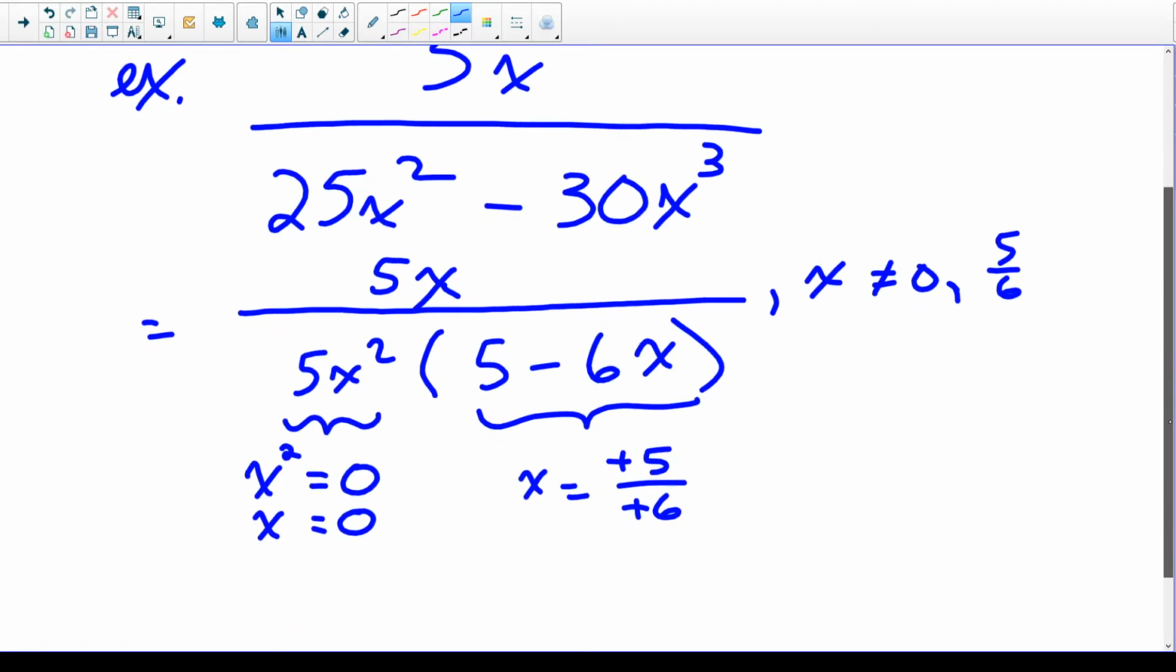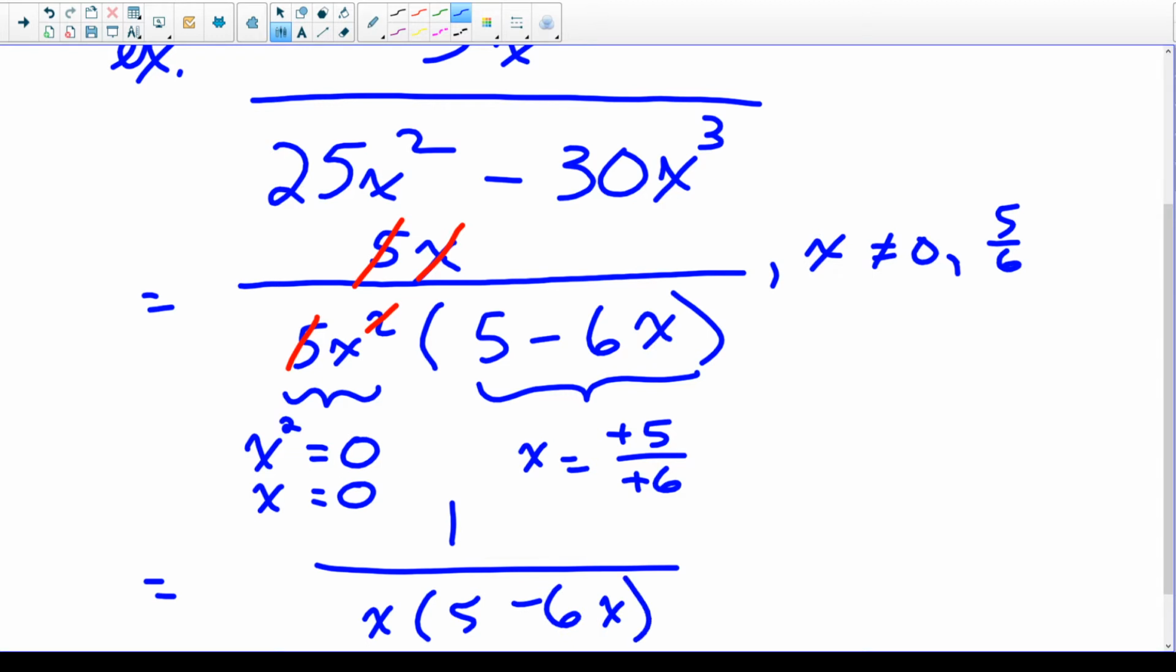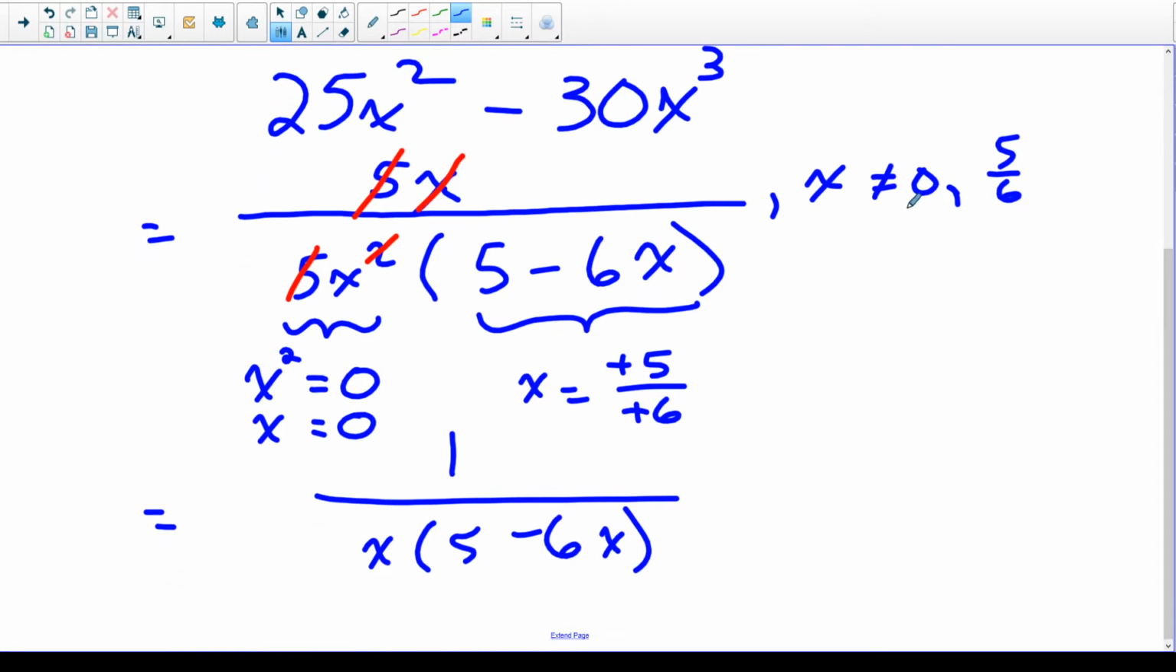Okay? Now, at this step, now that we've stated our restrictions, we can start canceling things out, because everything is now factored. Everything is multiplying and dividing now. Okay, the main operations are all multiplication and division. So as soon as that happens, that 5 and that 5 cancel. This x and this x simplify. And our final answer would be 1 over x times 5 minus 6x, with those restrictions.